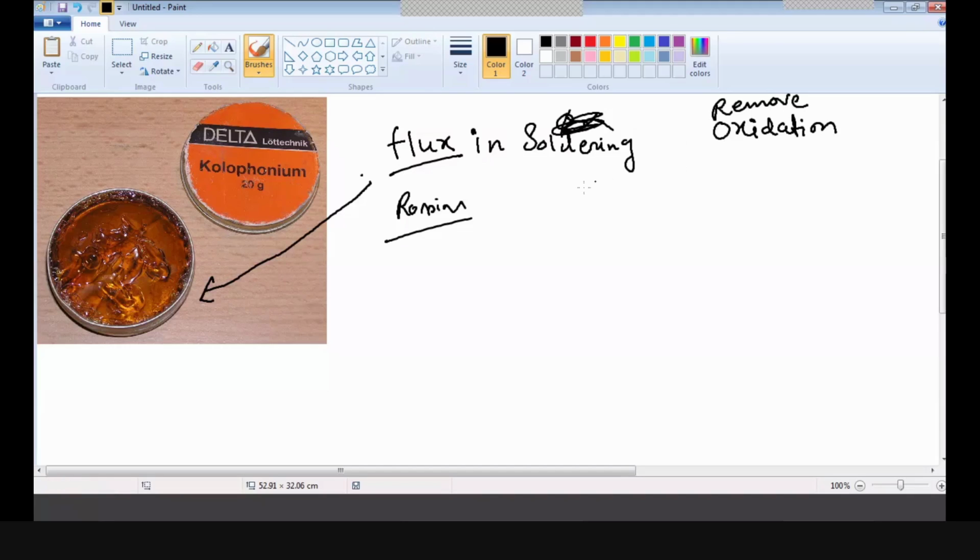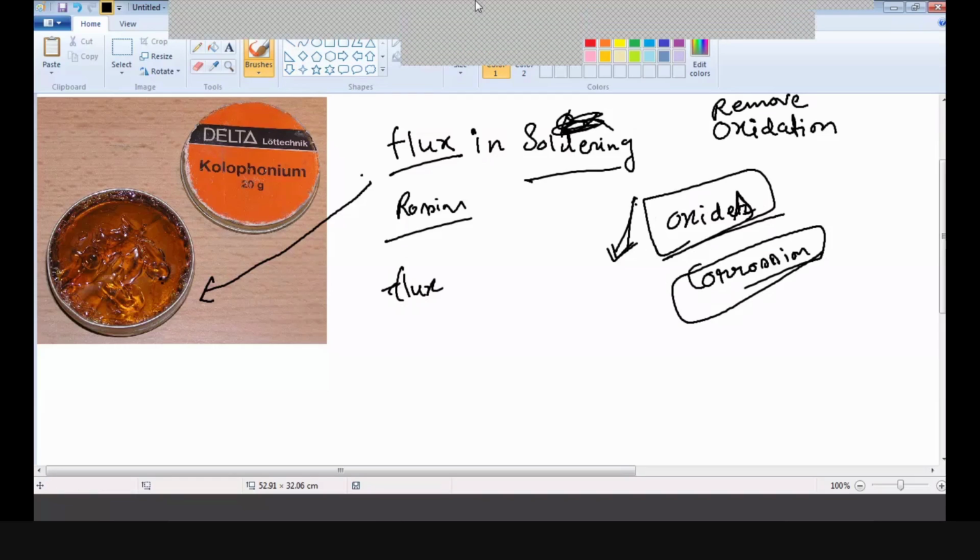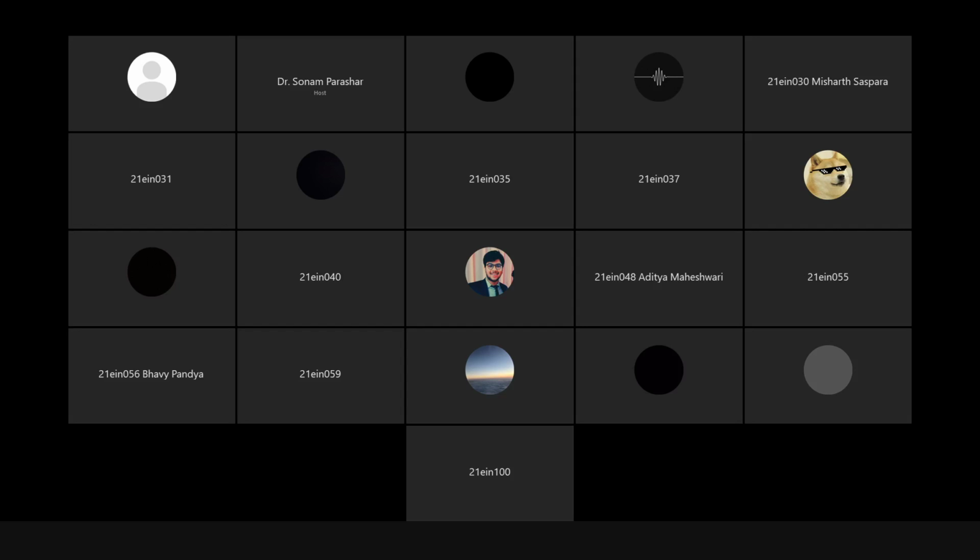So what happens when we are doing the soldering? Our soldering iron provides very high heat, right? Due to that heat, oxides may come on the surface. Due to these oxides, corrosion can happen, right? So to avoid this corrosion and to remove this oxide while doing the soldering, we need to apply this flux. Understood? Yes, ma'am.